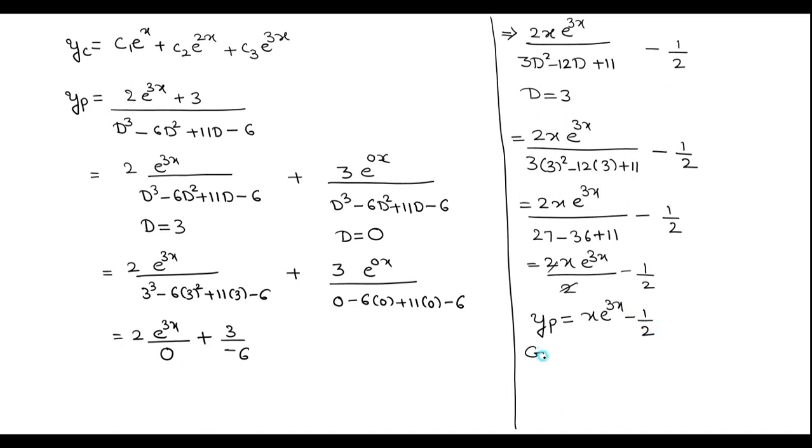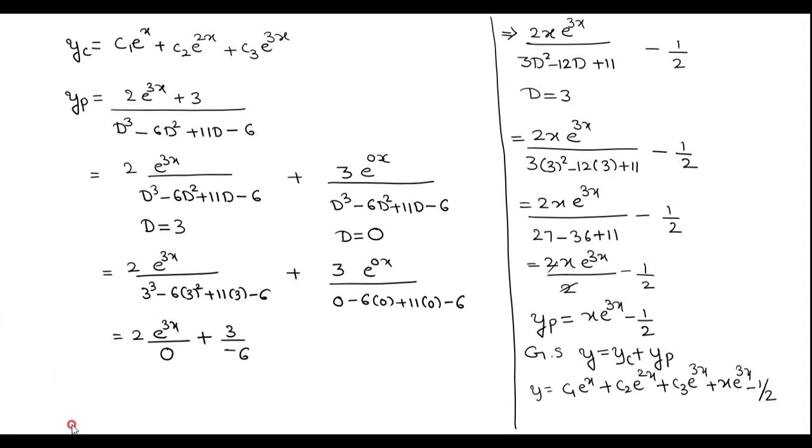So the general solution is y is equal to yc plus yp, which in this problem is y is equal to c1 e raised to x plus c2 e raised to 2x plus c3 e raised to 3x plus x e raised to 3x minus 1 by 2.